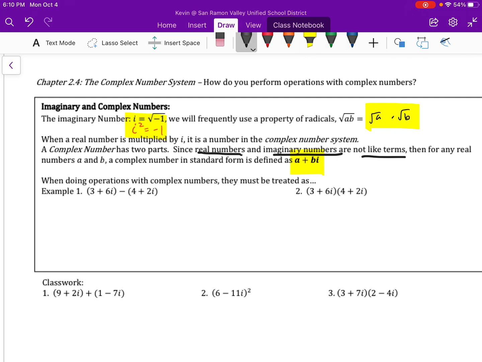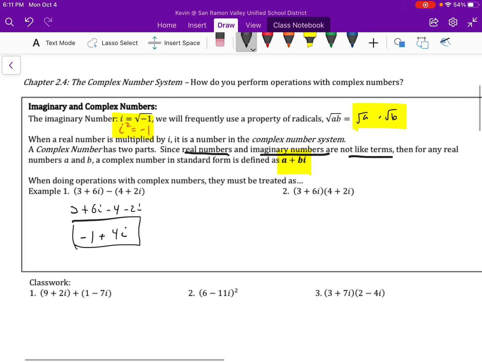So let's look at some operations very quickly. Again, we can't combine the like terms, so in a situation like this, we have the quantity 3 plus 6i minus the quantity 4 plus 2i. In other words, a complex number 3 plus 6i minus a complex number 4 plus 2i. We'll go 3 plus 6i. We'll distribute this negative into -4, -2i. 3 minus 4 is -1. 6i minus 2i is plus 4i.